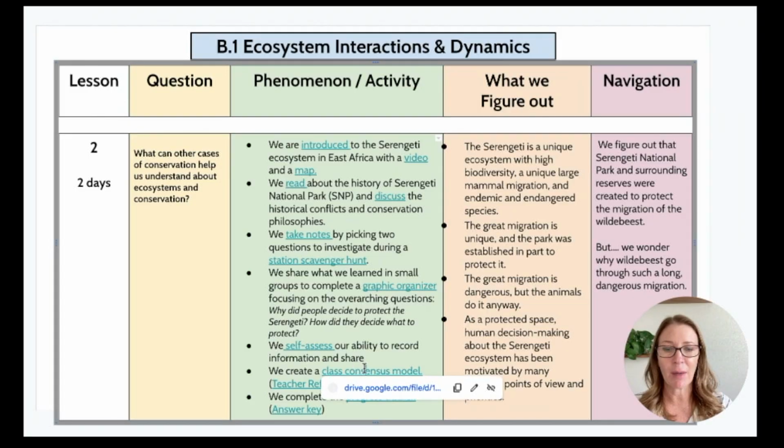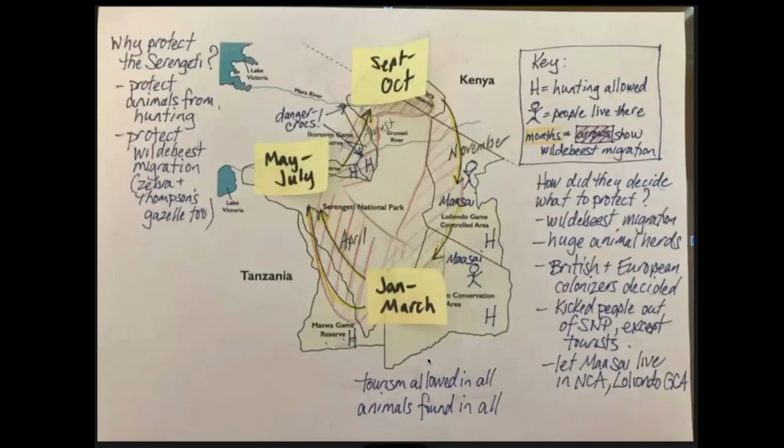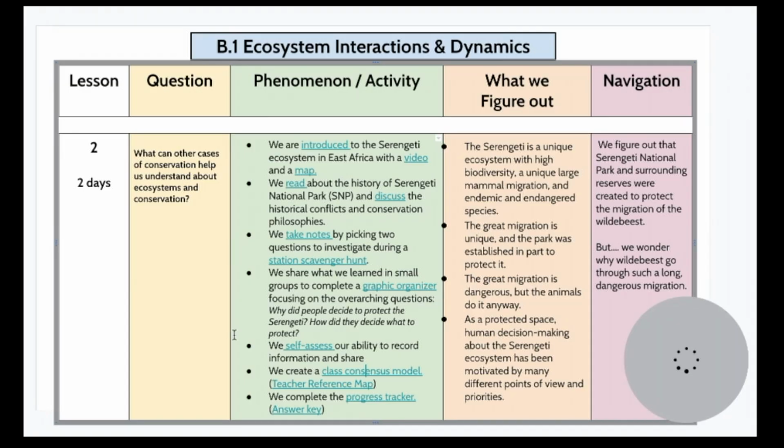This is what an example will look like once you kind of add some stuff to it. So if it's on a big poster paper, notice that there's more room on the sides than what that handout had. But we're going to talk about why are we protecting it? A little bit of tourism, and how did they decide what to protect? And in those slides, there'll be some stuff about wildebeest migrations, herds of animals, colonizers, letting the Maasai live there. So all of those ideas are going to end up on this consensus model. It's kind of just a dump of information that we got from the slideshow.